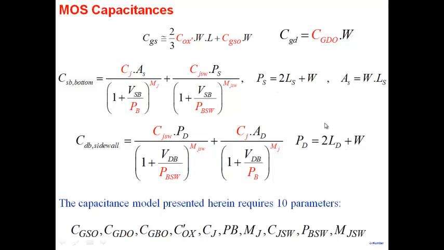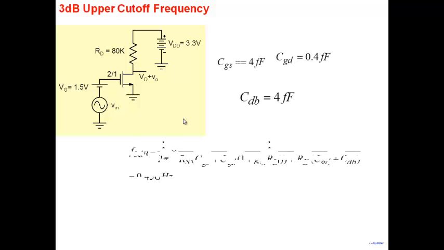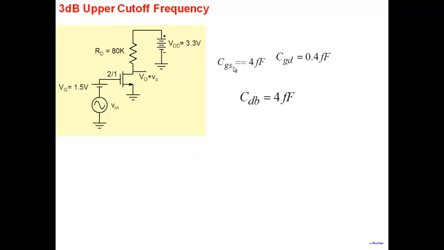These values LS and LD become available only after you do the layout. Once you do the layout, then you have the whole area available to you, and then you know what is LS and what is LD here. But as a first order approximation, you can assume LS is basically equal to L, and therefore you have PS and AS and PD and all that you have. Plug it into all these terms, and you have all the capacitors, like I did here. So we have CGS equal to 4 femtofarad, CGD 0.4, and drain to body 4.